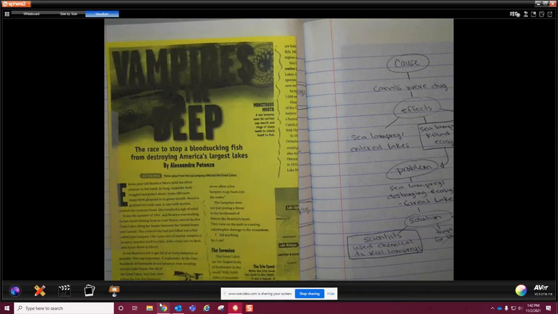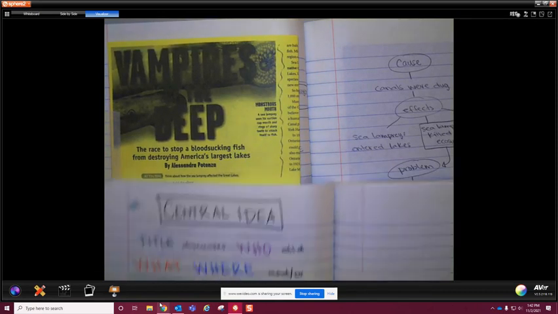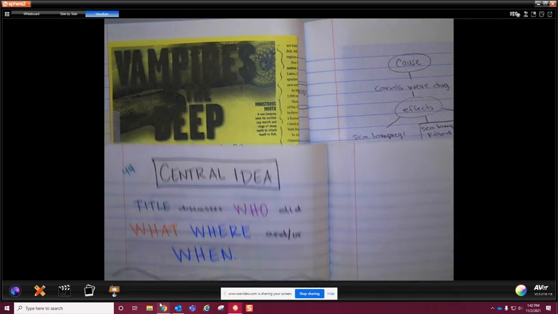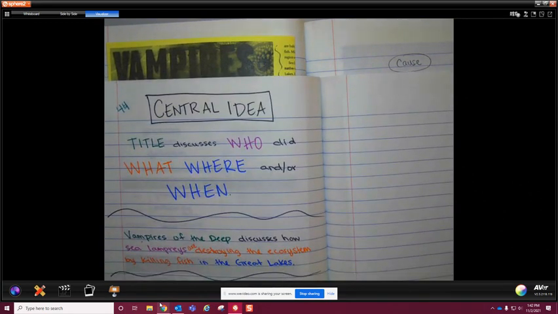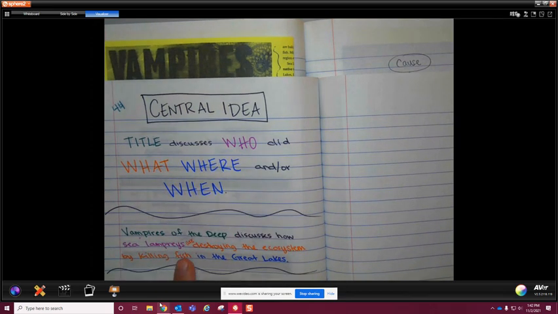Okay, so then we ended up filling out the central idea for Vampires of the Deep, which is this right here. And this is something you'll need to write down as well on page 44. Again, if you don't have your resource notebook, put this on a separate sheet of paper. And then when you get back to school, you will tape it to page 44 in your resource notebook. Okay. So anyways, so then we said Vampires of the Deep.